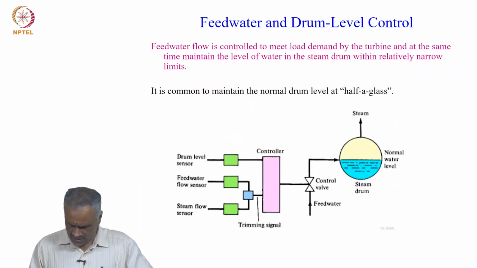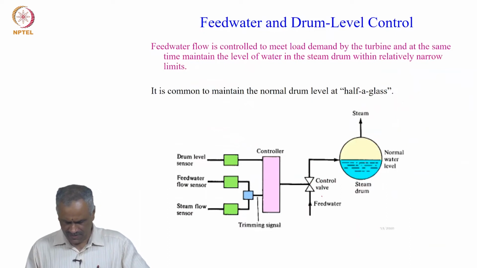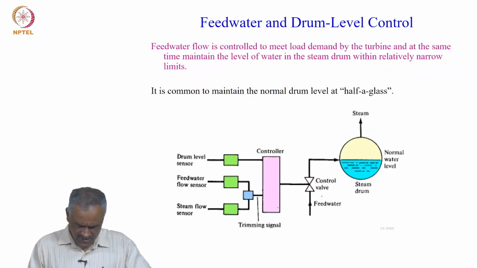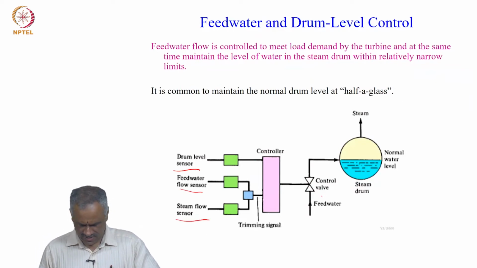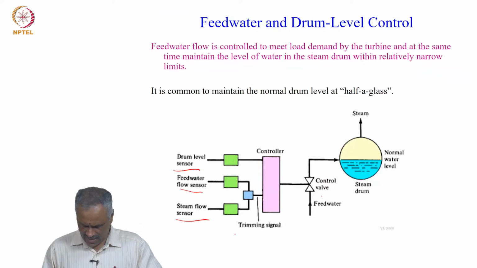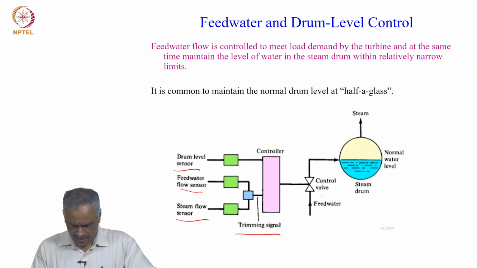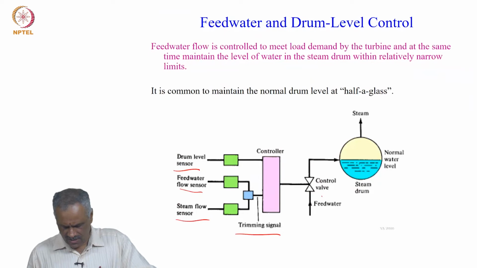So there is a control valve which admits the water into the steam drum, and this is controlled by a control system which consists of various things: a drum level sensor, a feed water flow sensor, and a steam flow sensor. All these are connected here, and there is a trimming signal which controls the flow based on the steam flow and the water level.